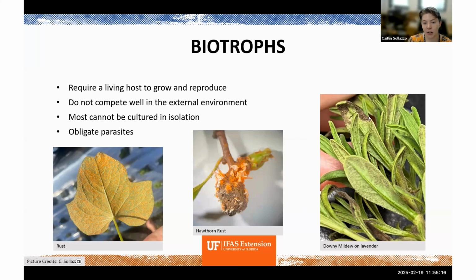If you have something right here, if I were to culture this out, I would not find any downy mildew on there for sure. I would find something else, because once this tissue starts to die, then everything else starts to outcompete the biotroph. So they compete well only with living tissue. Most cannot be cultured in isolation. This is a problem for scientists everywhere.